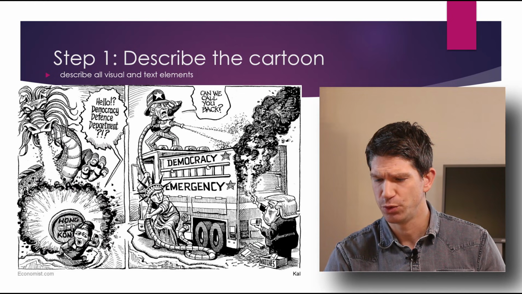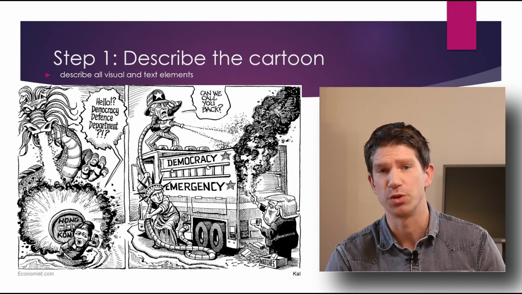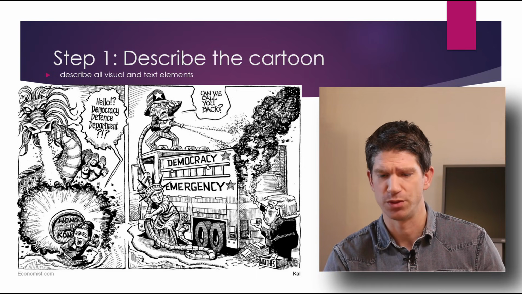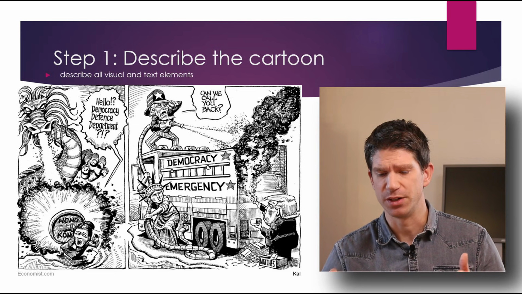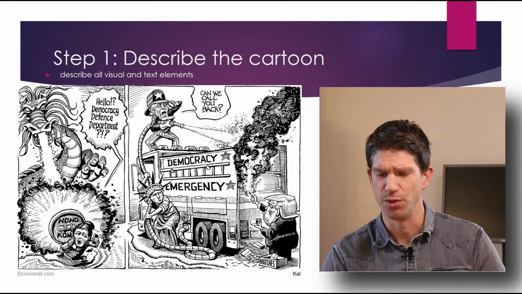First of all, this cartoon was drawn by Cal, who is the cartoonist for The Economist, and it was published in The Economist on November 21st, 2020. What can we see here? Well, first of all, we've got an arrangement where there are 2 boxes, a smaller box on the left and a bigger box on the right.